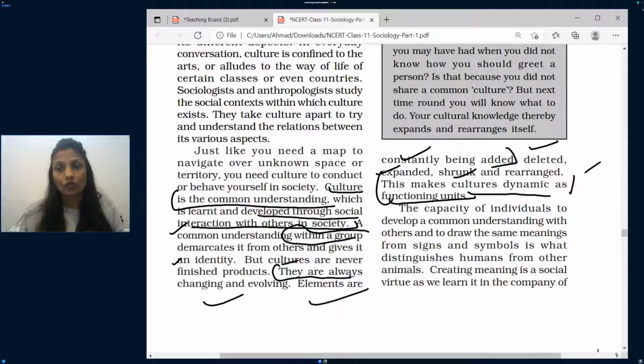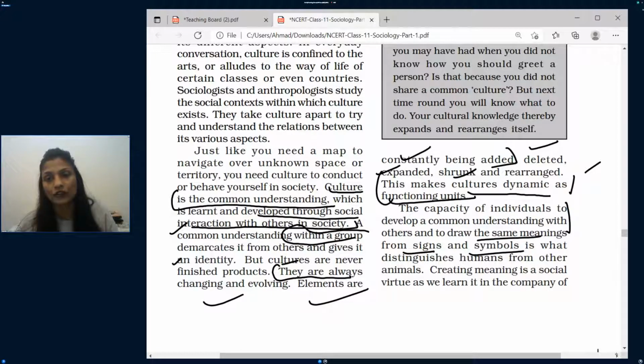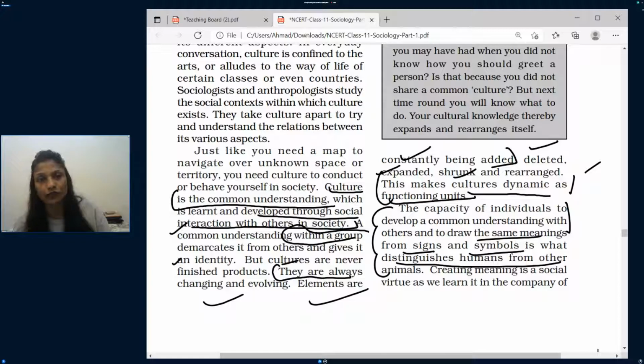So the capacity of individuals to develop a common understanding with others. What we do is draw the same meanings from signs and symbols, and this is what distinguishes humans from other animals. So actually it is culture which makes us different from other species in this biosphere.